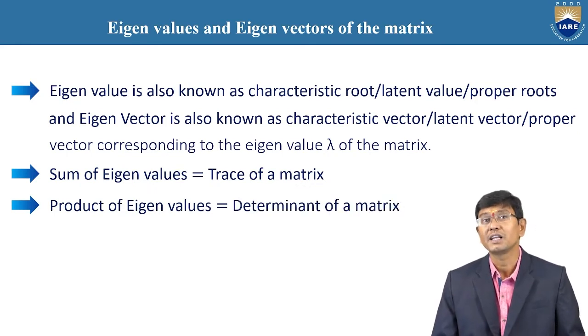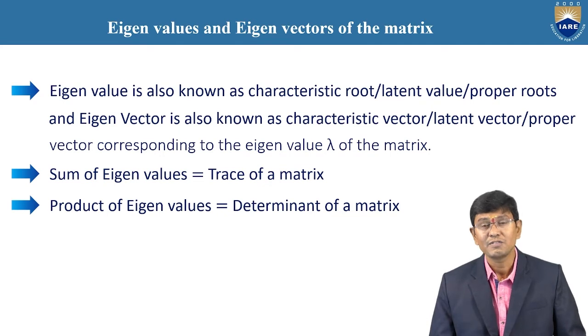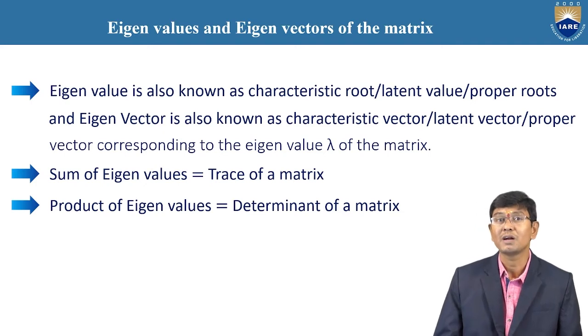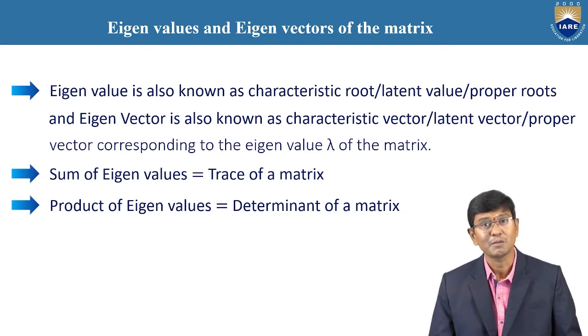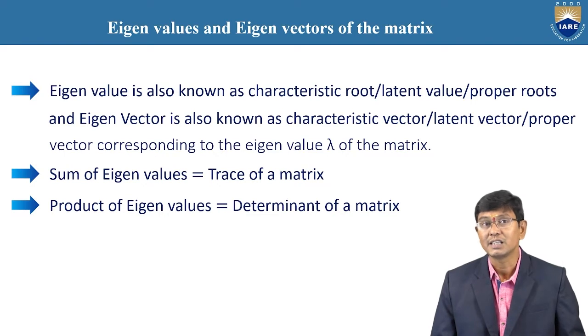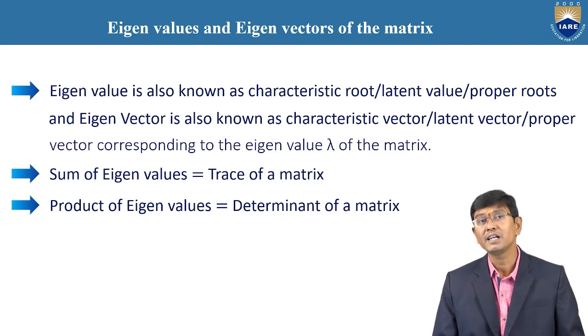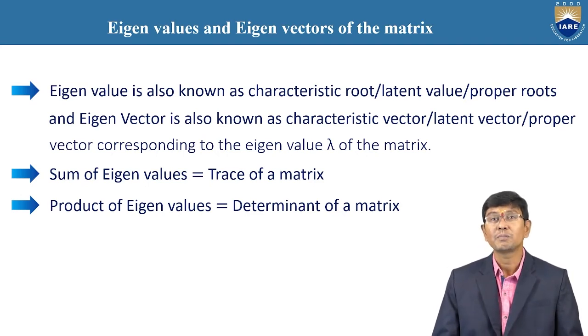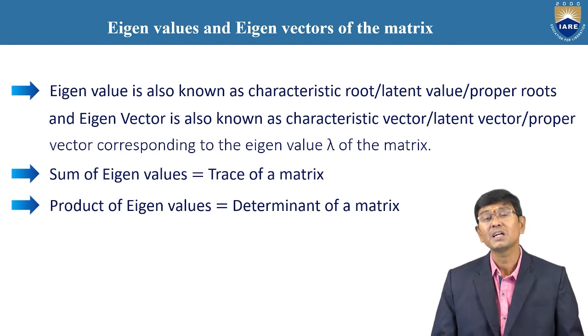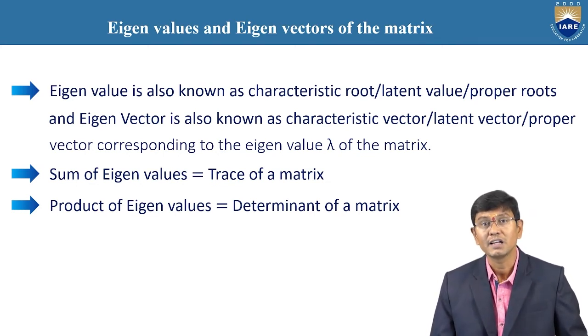We need to remember, for verification, that the sum of the eigenvalues is equal to the trace of the matrix. By solving the characteristic equation we obtain lambda 1, lambda 2, lambda 3, and their sum equals the trace of the matrix. The trace is the sum of the diagonal values of the matrix. One more thing to cross-verify is that the product of the eigenvalues is equal to the determinant of the matrix. When we cross-verify lambda 1, lambda 2, lambda 3, the product of the eigenvalues equals the determinant of the given matrix. If both conditions are satisfied, we consider the obtained eigenvalues to be correct.